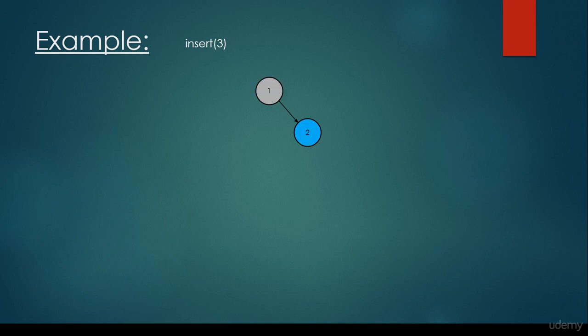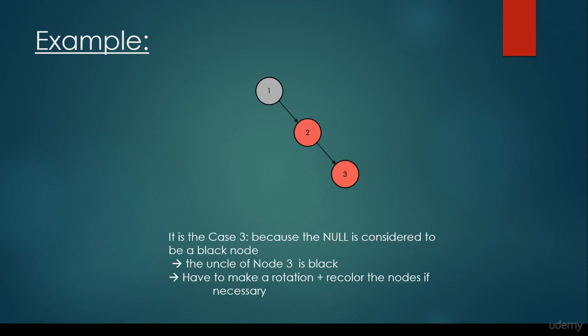3 is greater than 1. 3 is greater than 2, so it's going to be the right child of 2. This is the so-called case 3, as we have discussed in the previous videos, because null is considered to be a black node, and the left child of 1 is basically a null, and the null values have the color black. And this is the case 3. We have the newly inserted node 3. The parent of the 3 is a red node as well, and the uncle is the null. And because we have assigned the color black to the null pointers, that's why we are going to end up with the case 3. So we have to make a rotation, plus we have to recolor the nodes if necessary.